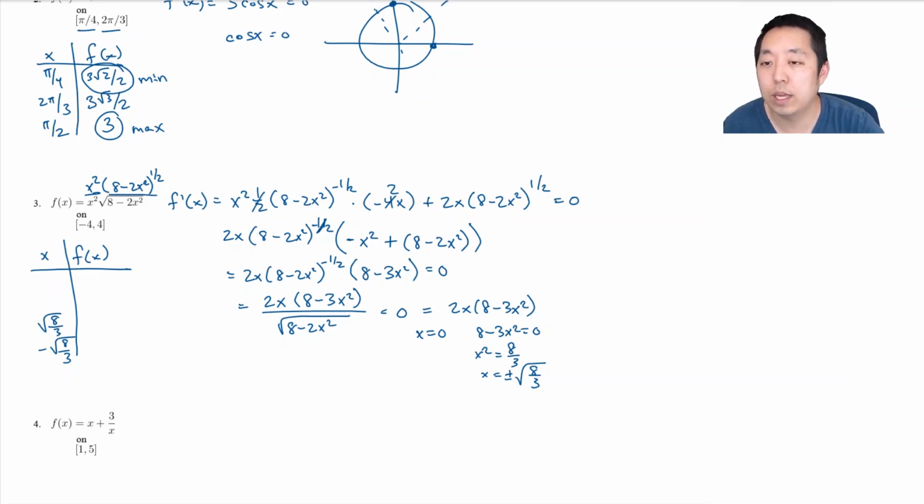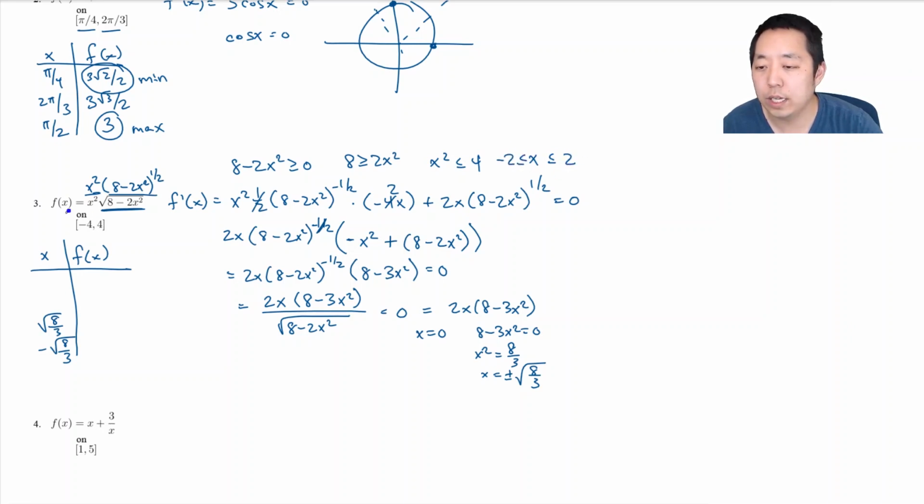I've got to think about what my endpoints are. The restriction on the domain is that this has to be greater than or equal to 0. So really my endpoints are going to be 8 is greater than or equal to 2x squared, or x squared is less than or equal to 4. And so x has to be between 2 and negative 2. So really, these are not my endpoints. It's really negative 2 to 2. Okay. Because I can't plug in 4 or negative 4, I really have to do negative 2 and 2.